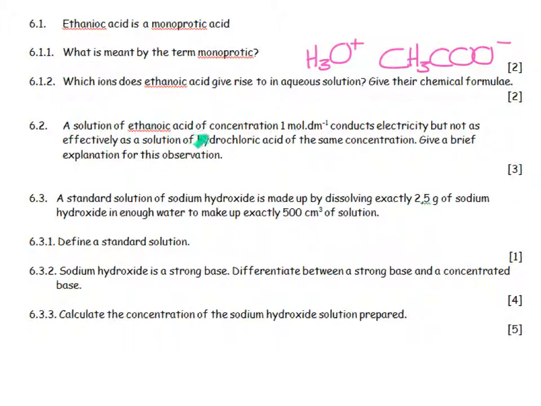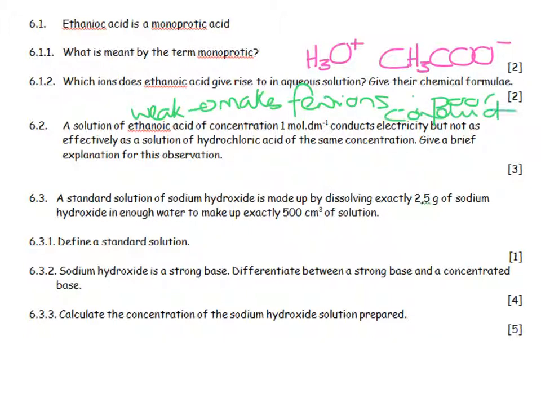A solution of ethanoic acid of concentration 1 mole per cubic decimeter conducts electricity, but not as effectively as a solution of hydrochloric acid of the same concentration. Give a brief explanation. So ethanoic acid is a weak acid. That means that it makes few ions. Therefore, poor conductor. Whilst hydrochloric acid is strong, and obviously everything else is the opposite way around. So it makes many ions in solution and therefore is a good conductor.